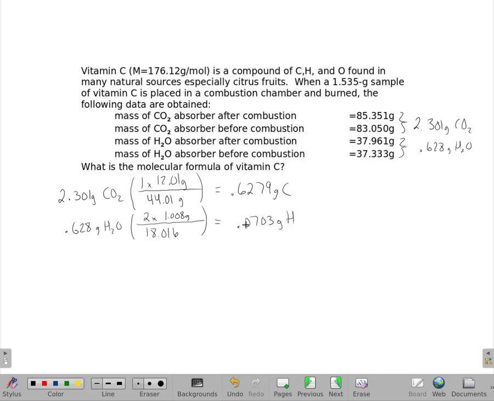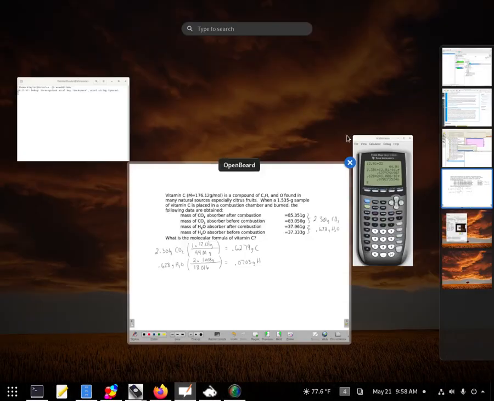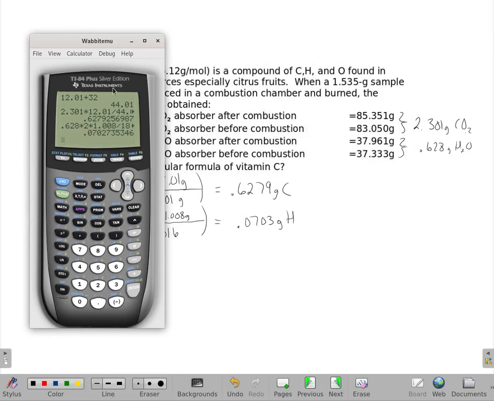All right, those two masses came out of this original sample, and everything else in that sample was oxygen. So we're going to do some subtraction to figure out what's our mass of oxygen. So 1.535, the entire sample. Subtract out the carbon, and subtract out the hydrogen. And we get that the oxygen is 0.08368.